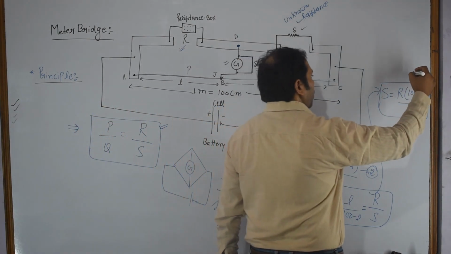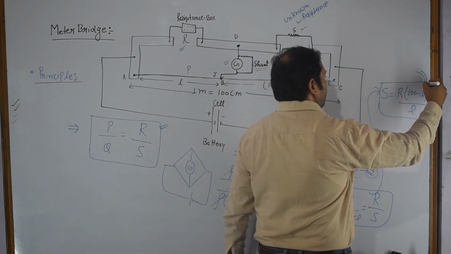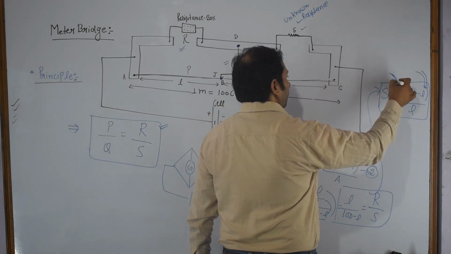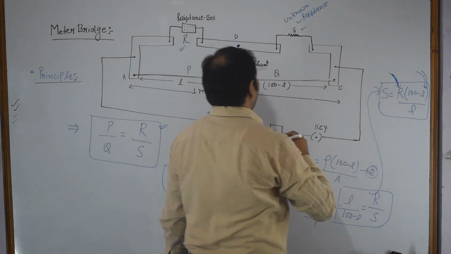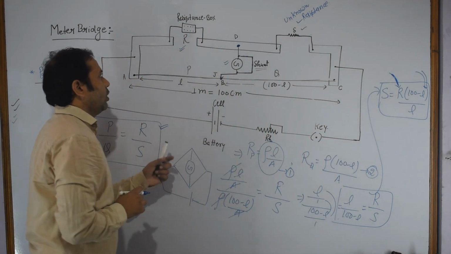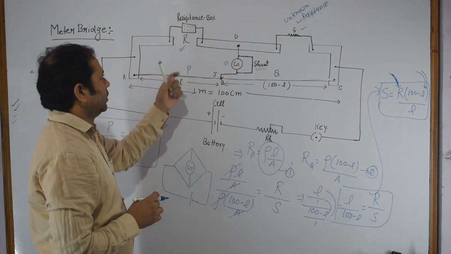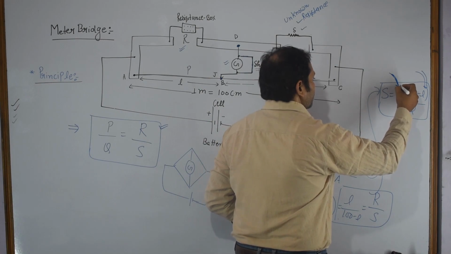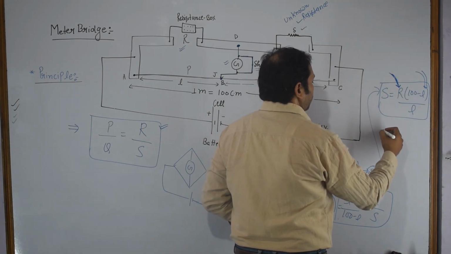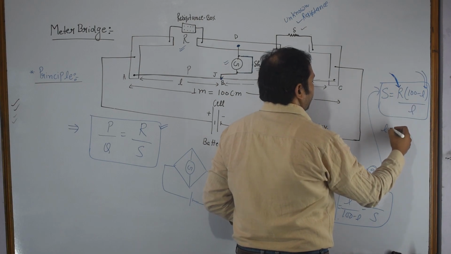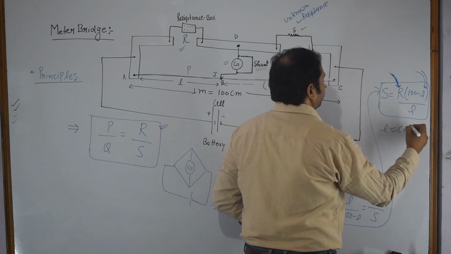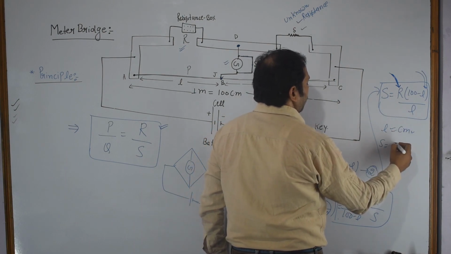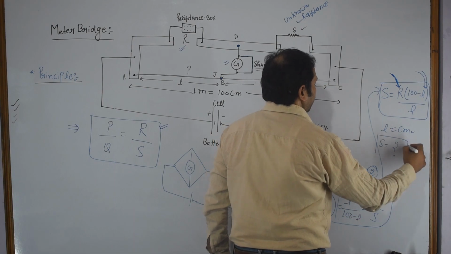By measuring the value of L, and since you know the value of R, which is the resistance in the resistance box, and also know the value of L in centimeter, just put all these values and you will get the value of S.